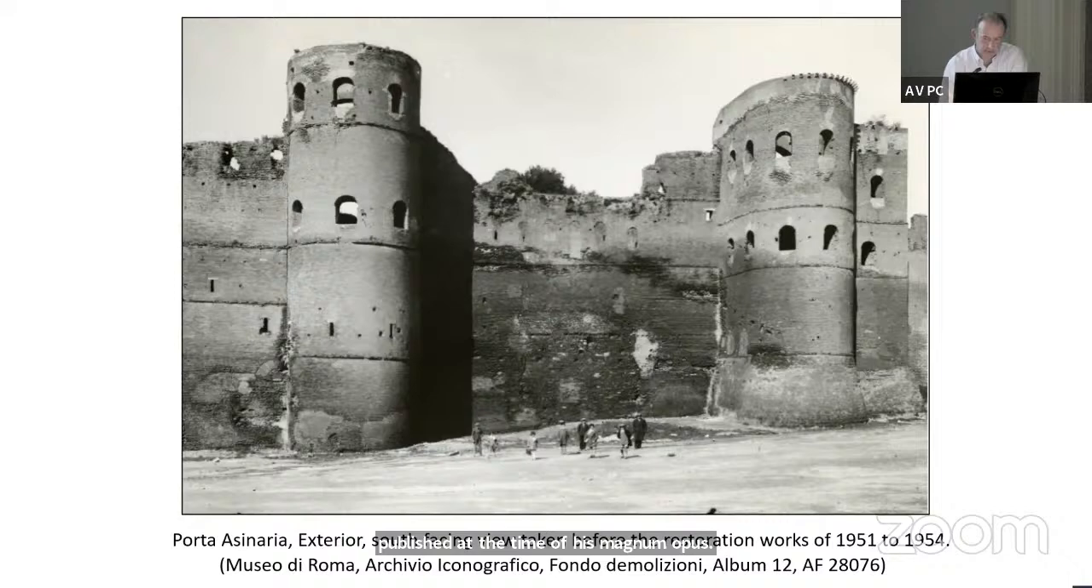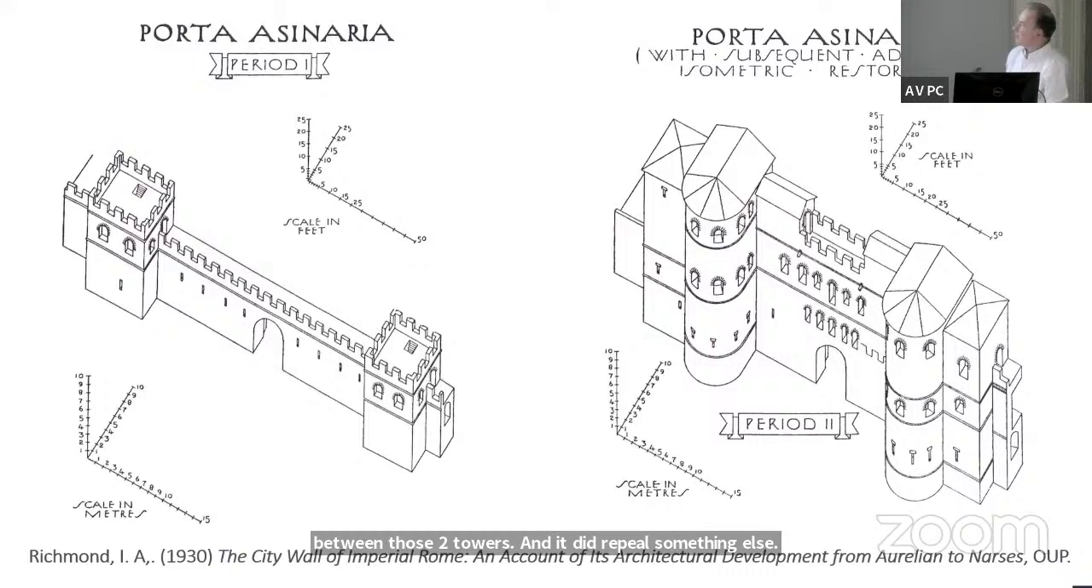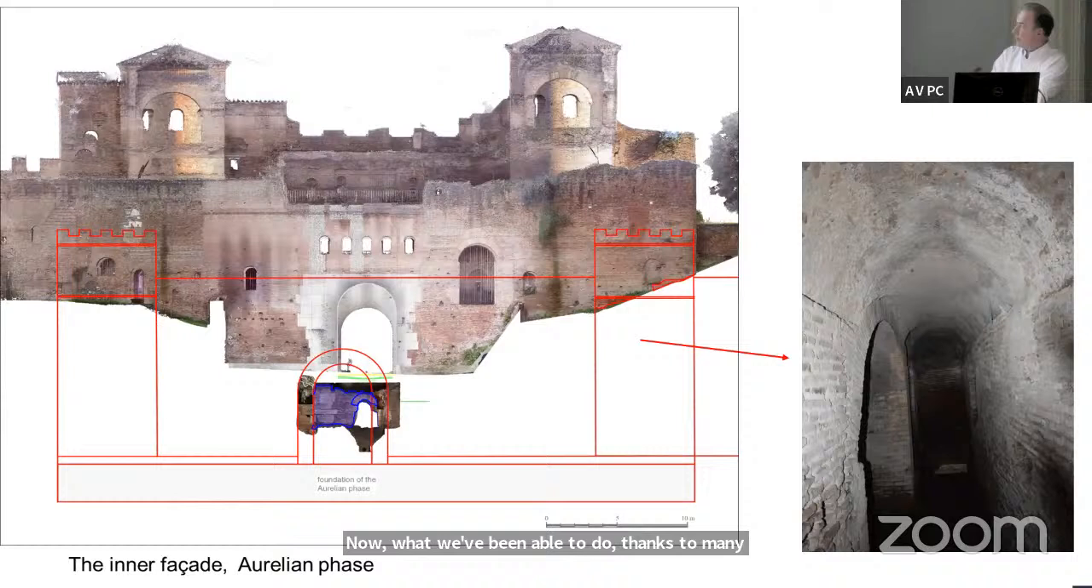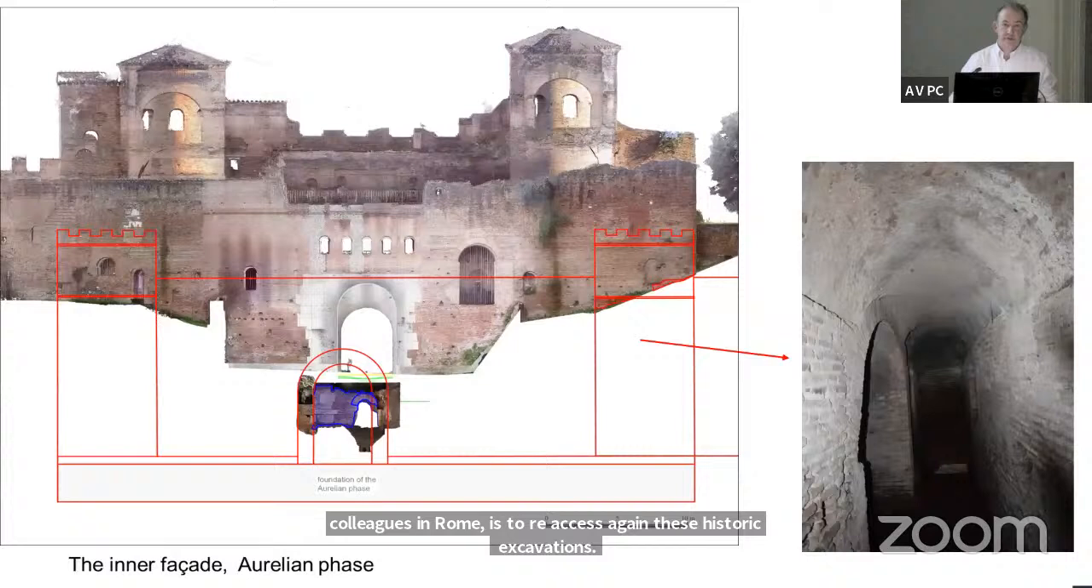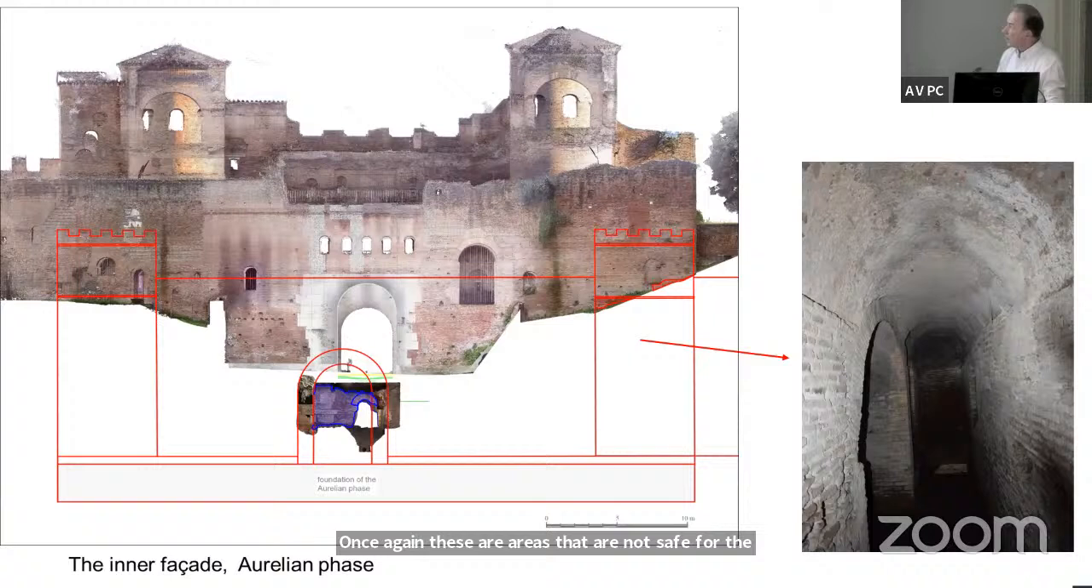There, by the way, is a rather nice set of images, often reproduced, showing Richmond's view of how the Porta's scenario and with it the Aurelian Wall underwent transformation. Now, what we've been able to do, thanks to many colleagues in Rome, is to reassess these historic excavations. Once again, these are areas that are not safe for the general public to access. In this particular one, we had to have a specialist conservation team come in to clean it down and make it accessible for archaeological recording.